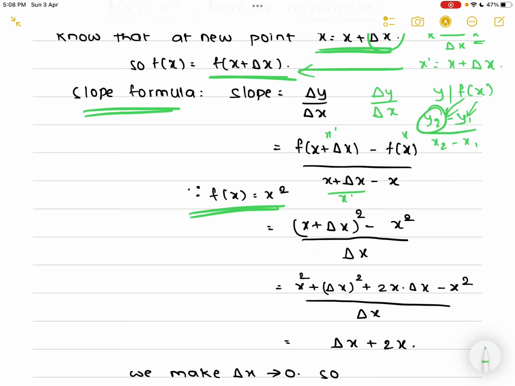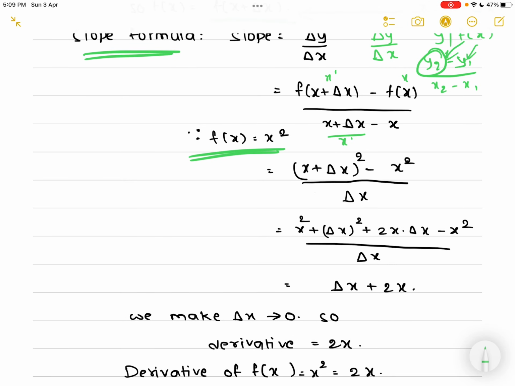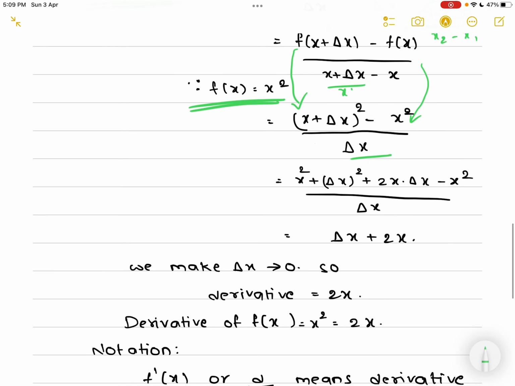Since f of x equals x square, just apply the function here, which says x plus delta x. So f of x plus delta x will become x plus delta x whole square, minus f of x, which is x square, divided by delta x. Expand this using a plus b whole square. So x square minus x square, and divided by delta x. So delta x whole square will become delta x, and 2x into delta x, so 2x.